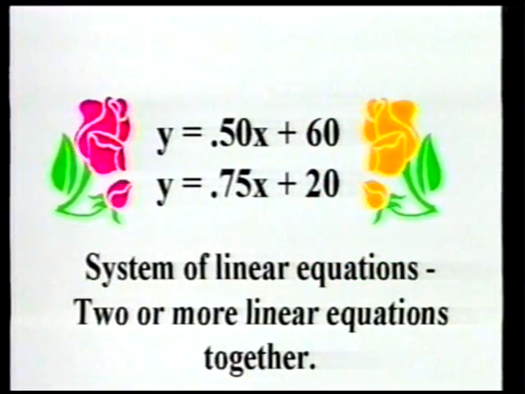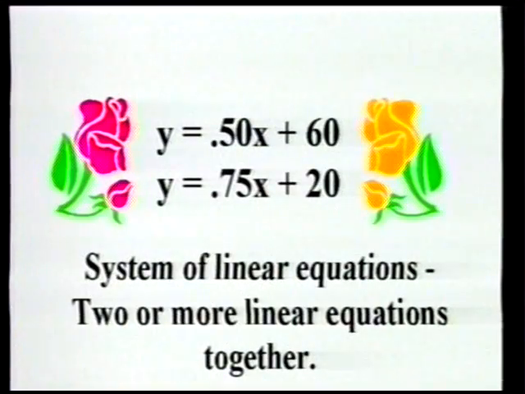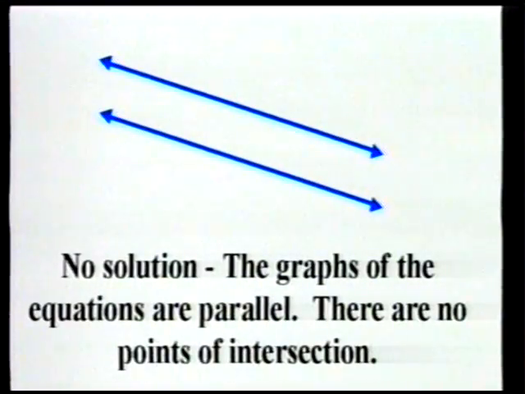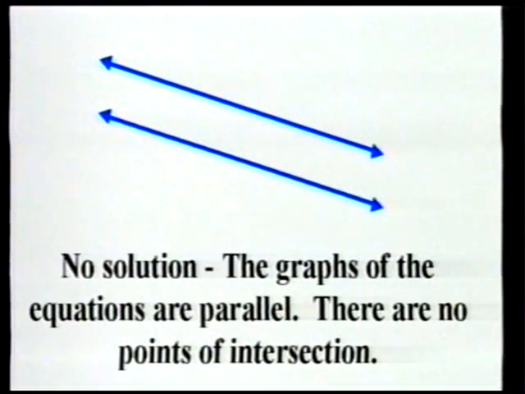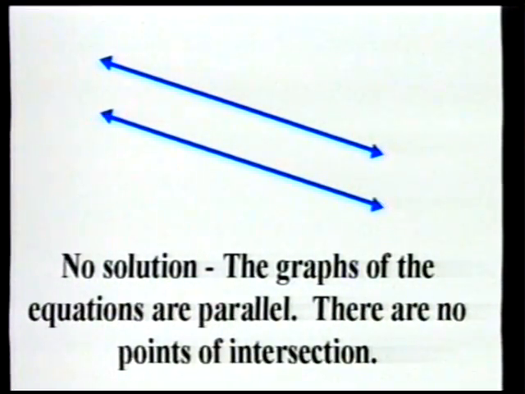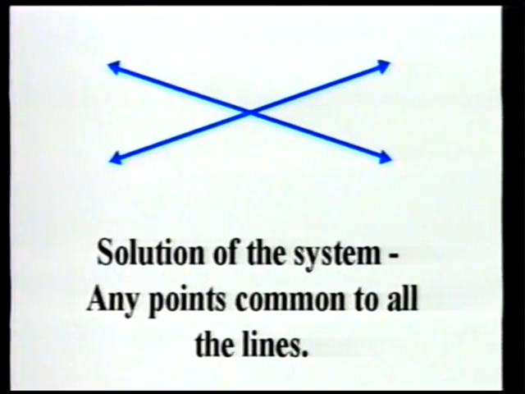If we take these two together, these two equations form what's called a system of linear equations. A system of linear equations is two or more linear equations together used to find a common solution. Systems of equations generate several types of solutions. One type is the no solution situation. When systems of equations generate parallel lines, there are no points of intersection. Therefore, there are no solutions to this type of system.